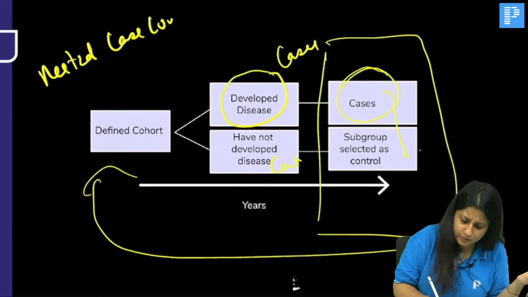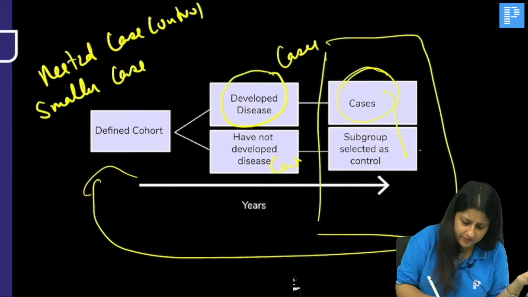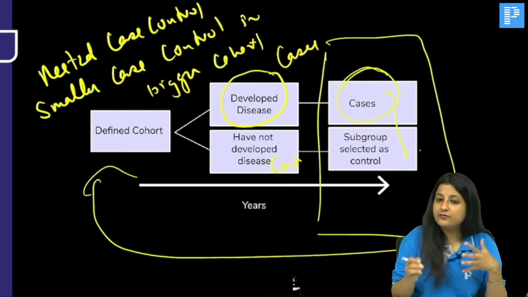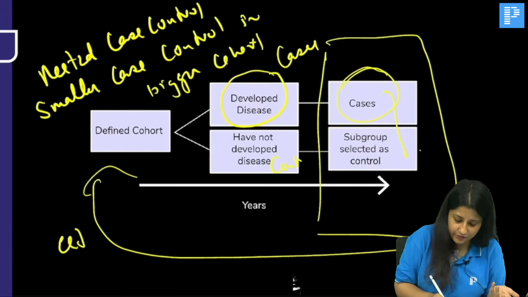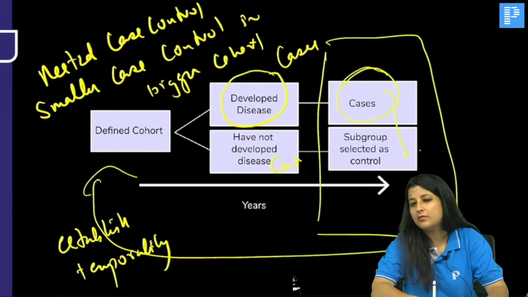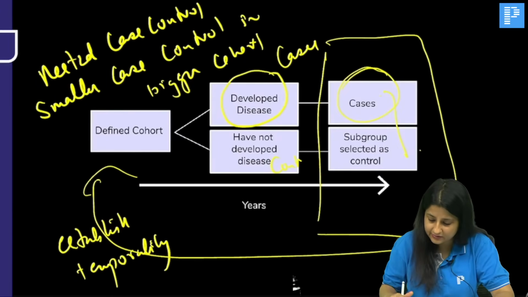Don't worry too much about it, guys. It is a smaller case control in a bigger cohort. Okay, we start a smaller case control. How is it different from case control? It can establish temporality, which normal case control cannot do. So don't go into too much detail of nested case control right now.